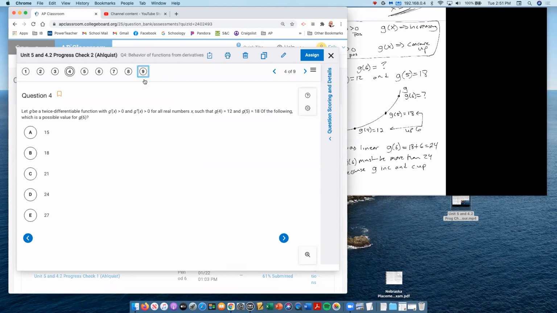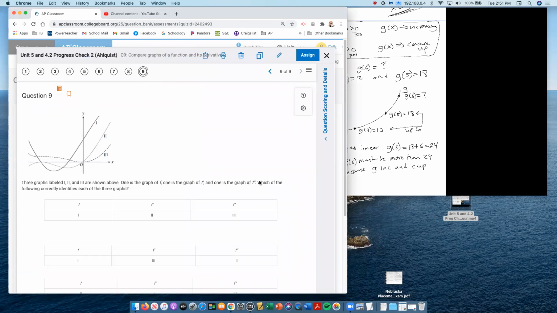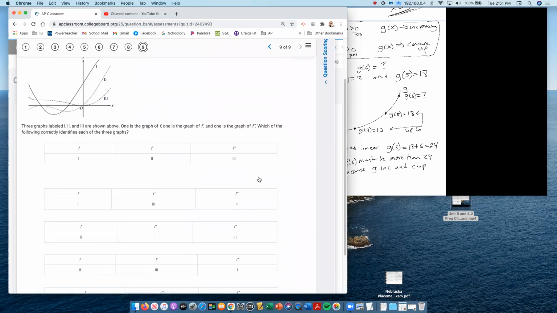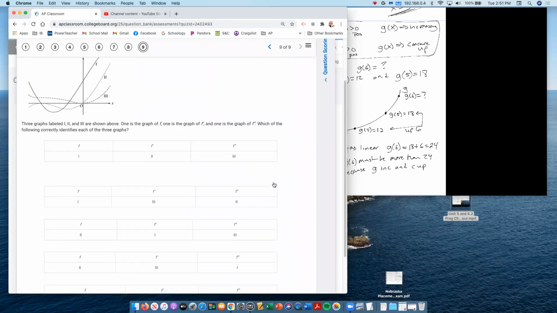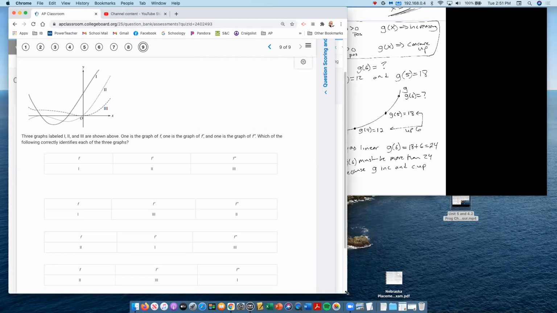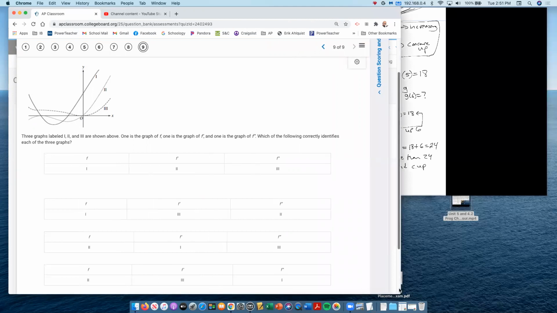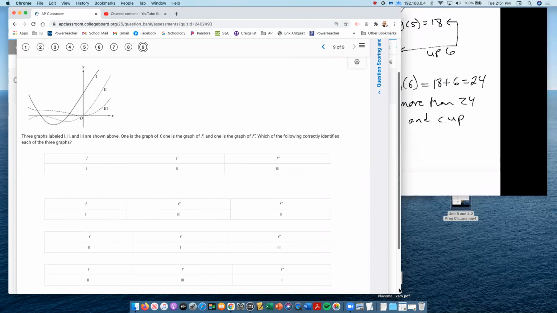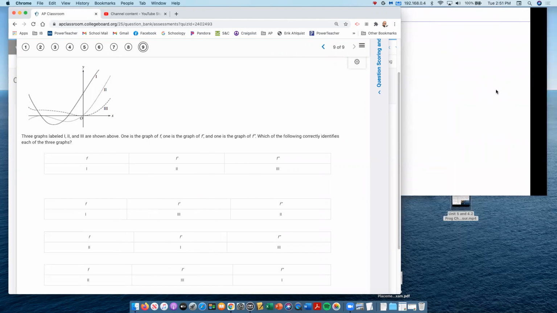So let's look at number 9. Number 9 says you got these graphs, and we did problems kind of similar to this. When you look back at the Delta Math assignment, there was one where you had to identify f prime and f double prime. So if you're like, wow, I could use more help on this, this is the one that I would go to and look at.